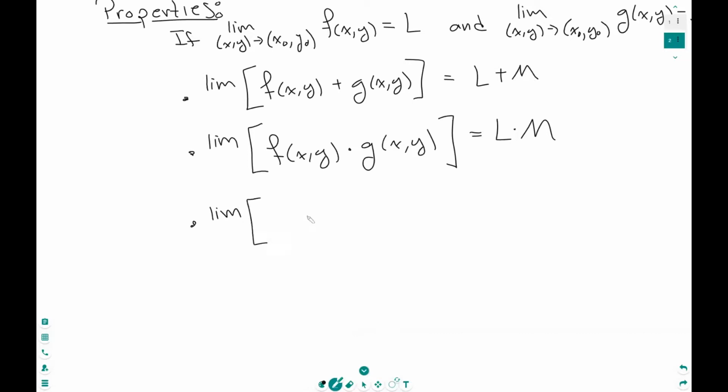Another is if I have the limit of f of x and y, and I divide this by the function g of x and y, again, so long as f and g have their own limits, then I can write this as L over m, so long as m does not equal 0.